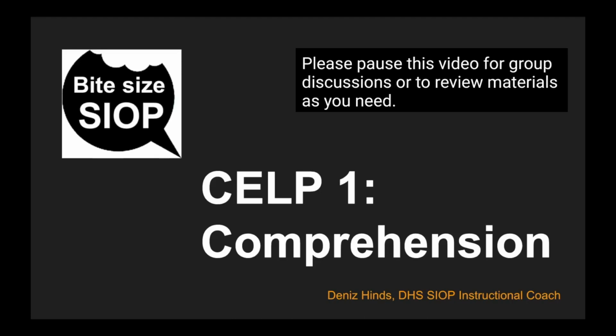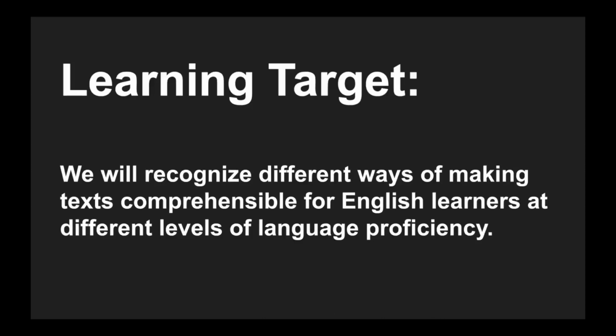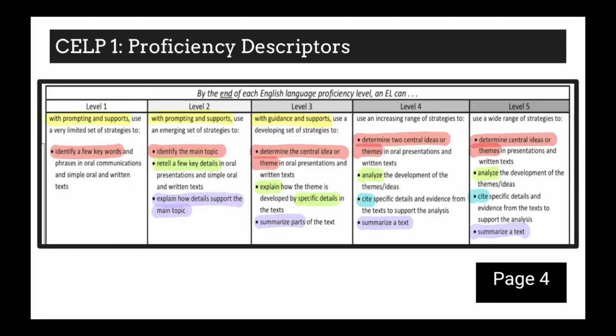Hi, today's video is about CELP standard number 1, which focuses on comprehension. Our learning target for today is to recognize different ways of making text comprehensible for English learners at different levels of language proficiency. So now let's look at the proficiency descriptors for CELP standard 1.